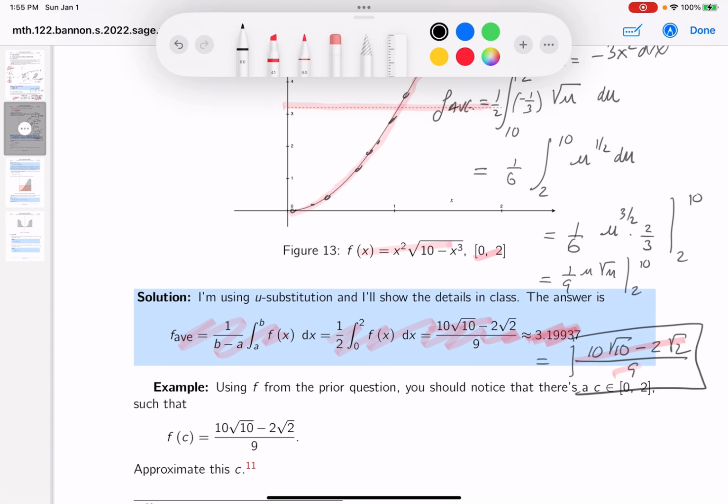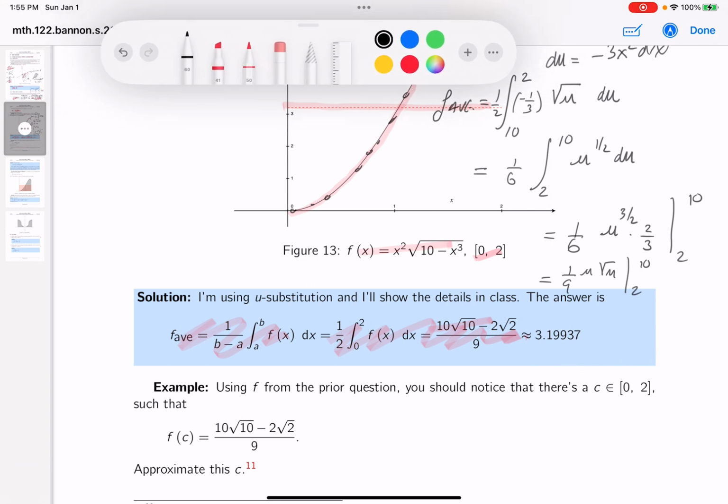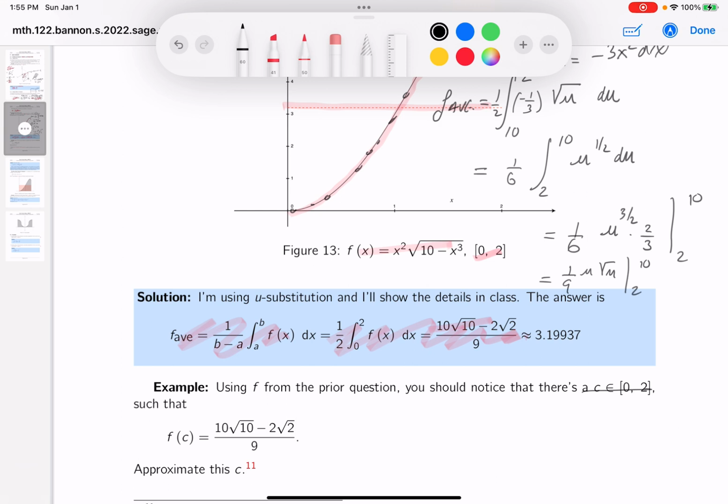Okay, the next question is asking this. They're saying, what's the value of C? Let me get my eraser out. What's the value of C on that interval? The problem we just did, by the way. What's the value of C on the interval between 0 and 2 where it would hit the average value?